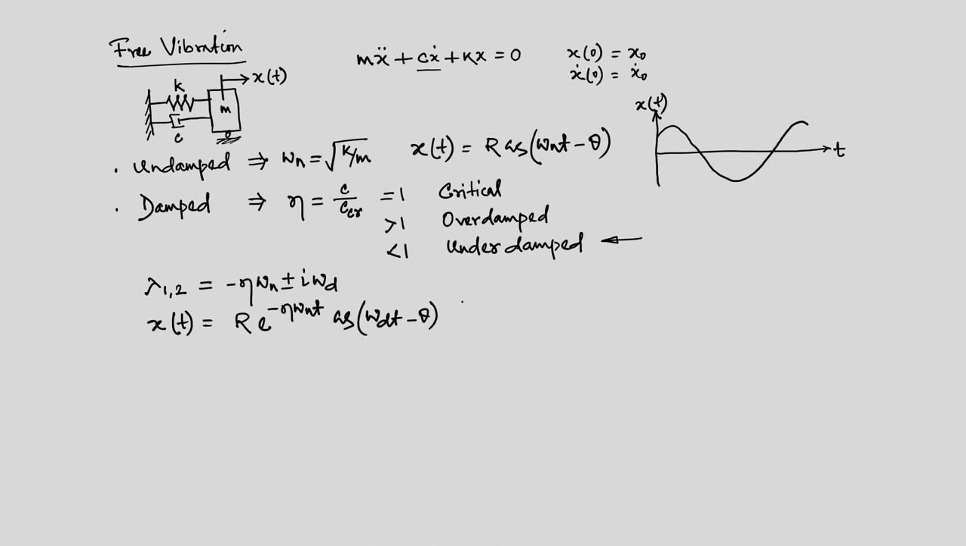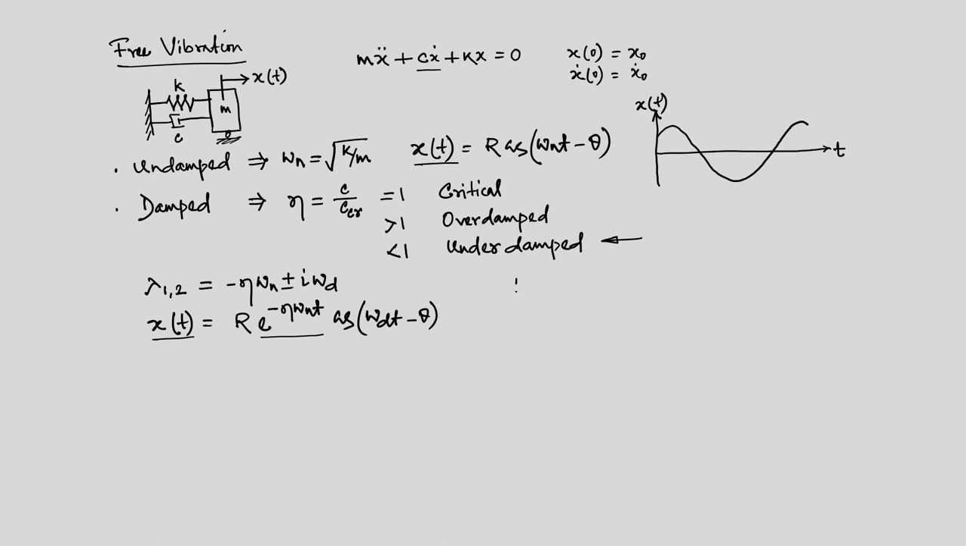So, if we compare these two solutions, one for undamped case, another for damped case, you can see the difference. In both the cases, we have r cos omega t minus theta, because in case of undamped, we have omega n. The moment we have damping, that omega n is replaced by omega d, because we will have damped natural frequency. And the oscillating solution is actually modulated by this exponentially decaying function.